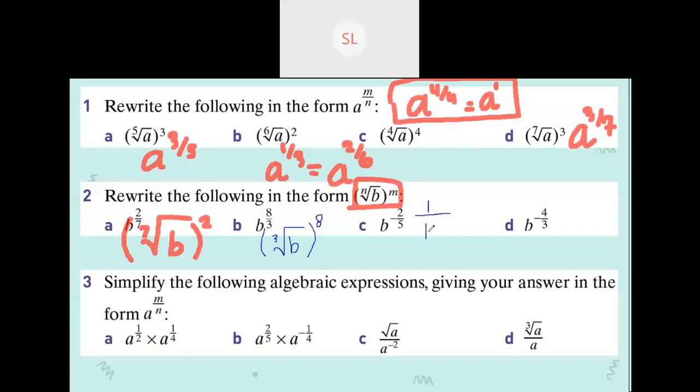This is negative. If negative, we have to change it into a fraction. So it will be 1 per, how many? Yeah, I think it will be 1 per 3. b to the power of 2 per 5. We cannot simplify 2 per 5. So now we have to change b to the power of 2 per 5 into the form that is given as the example in the question. So it will be 1 per the fifth root of b, and then we square it.